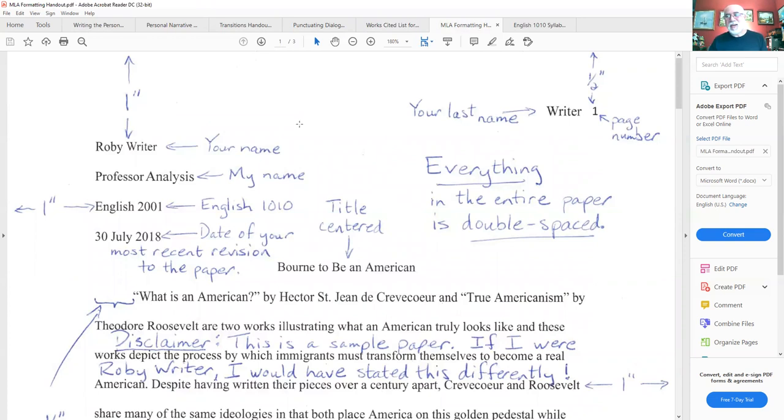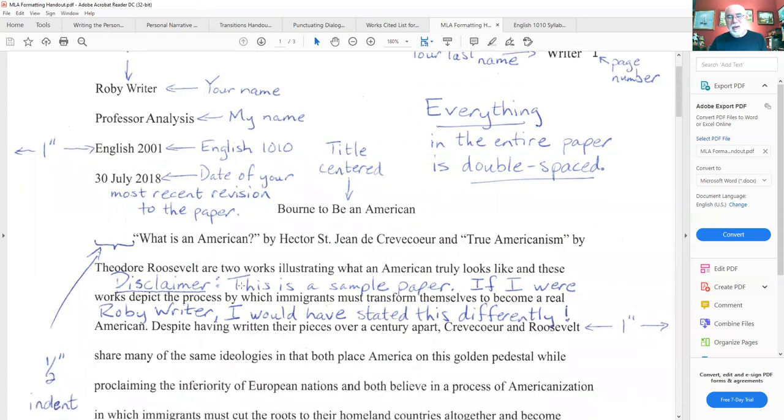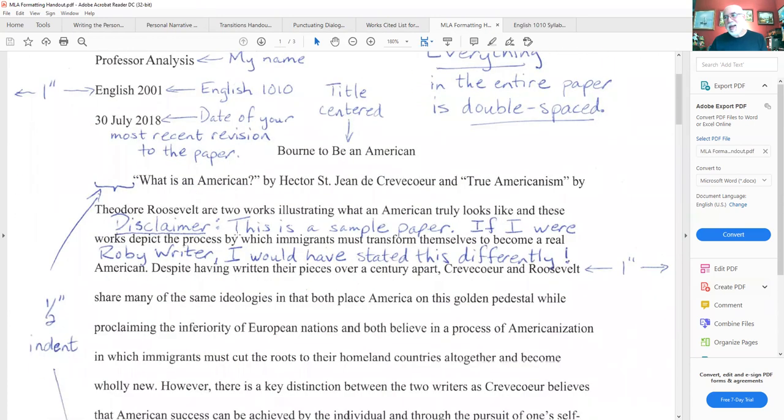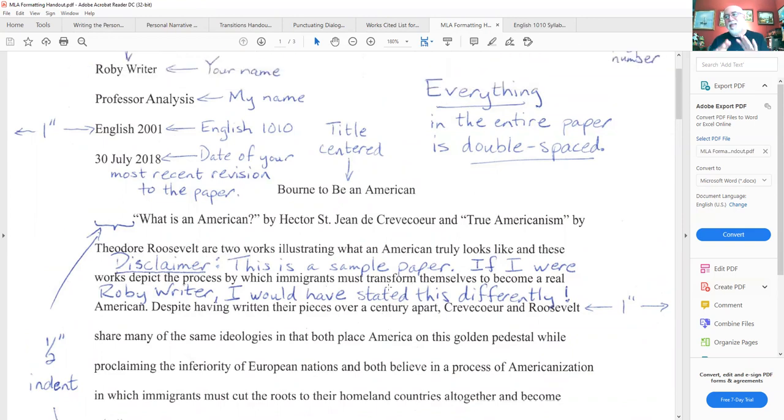This is a sample essay. This is actually provided by the English department. And when I read this down here, I had to say something. I put a disclaimer here because I didn't really like what Roby Ryder was saying here. Okay, you'll see what I mean. But that's not the point of this.